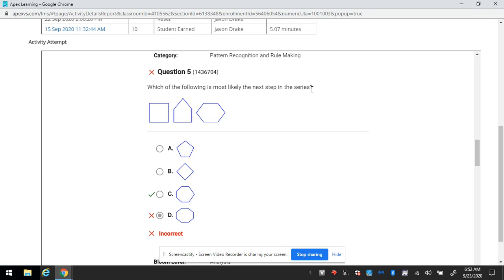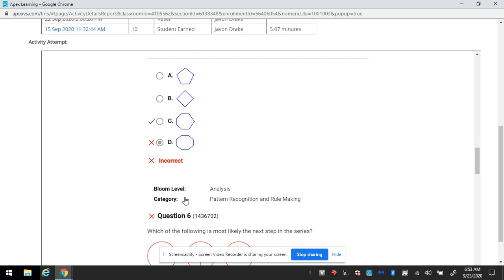Which of the following is the most likely step in this series? So if we look at this first shape, it has 4 sides. The next one has 5 sides. Our next shape has 6 sides. So the next one would have 7 sides. So that has to be C. C and D, if you just glance, look pretty similar. So I see how you got that one wrong, but it would be C.